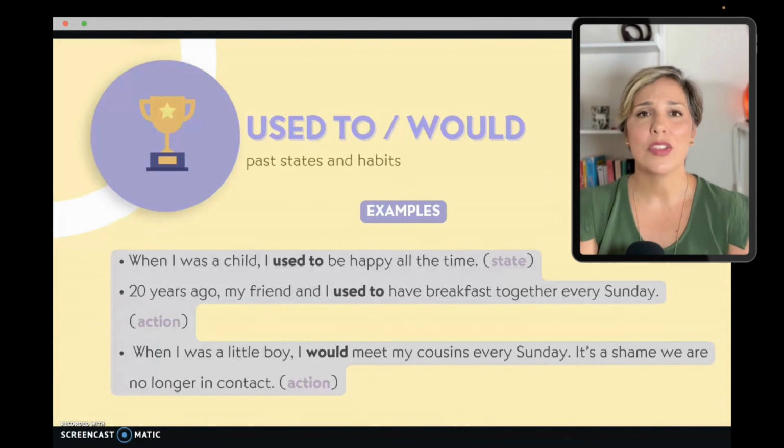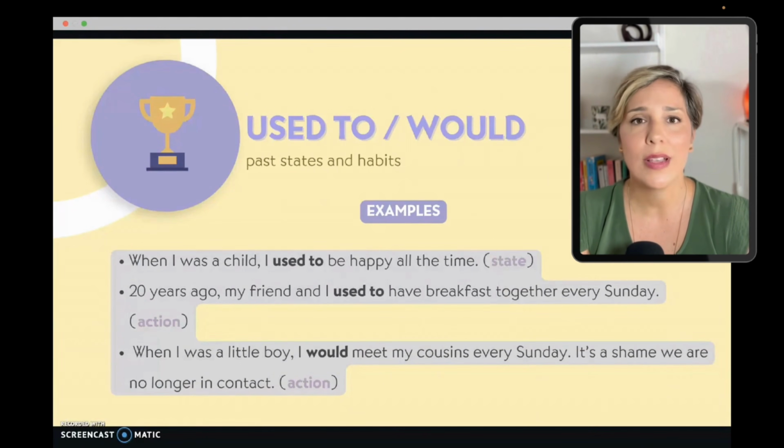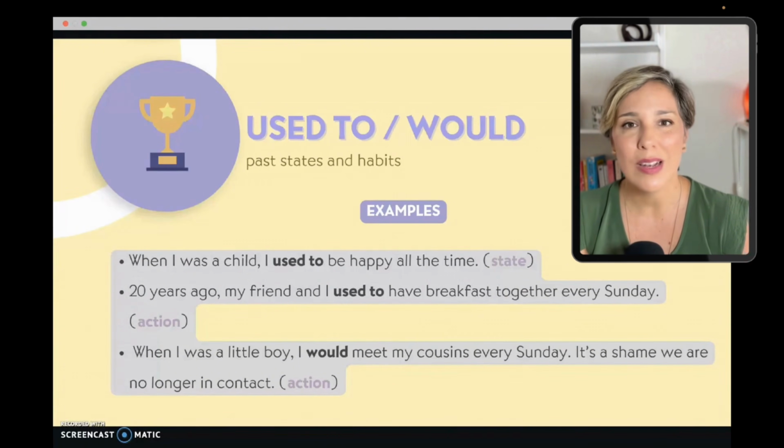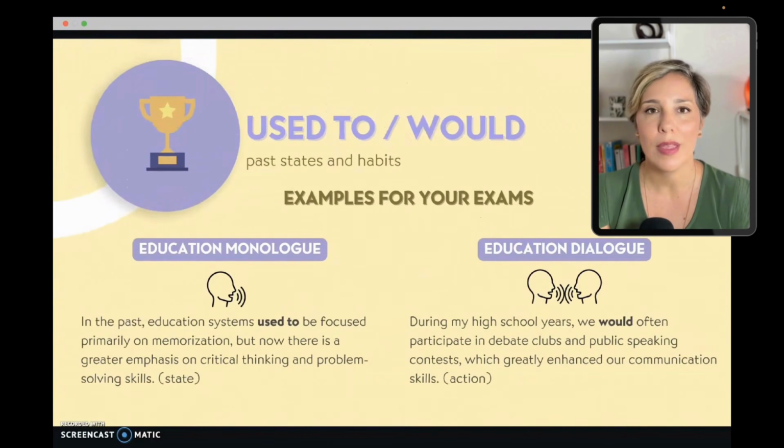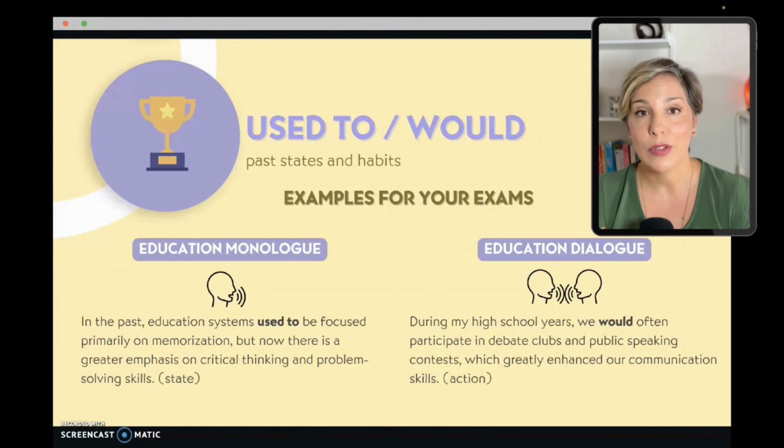But what happens in your exams? When you have to face a speaking exam, your monologues or your dialogues, it's quite difficult to come up with grammatical structures. We forget completely about all the grammar that we've been studying all these years. So for this reason, I have prepared a couple of examples so that I can show you exactly how you can use these grammatical structures in some of your monologues and your dialogues as well.